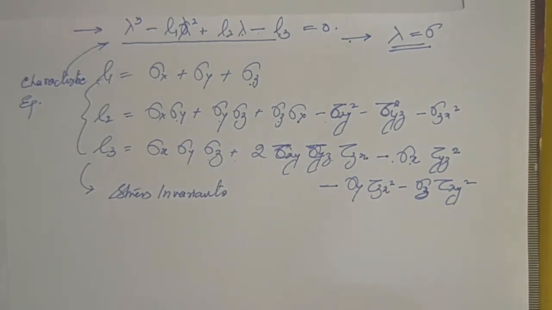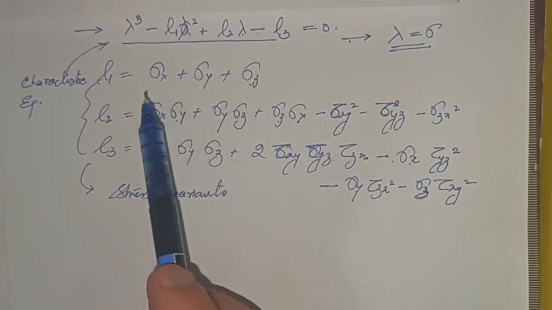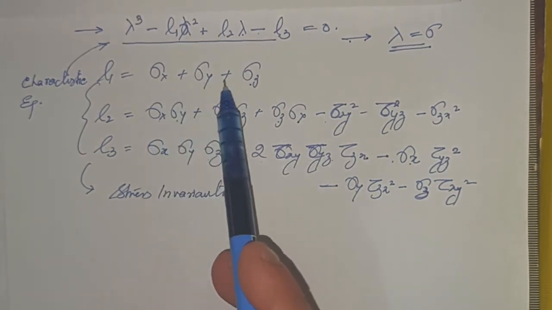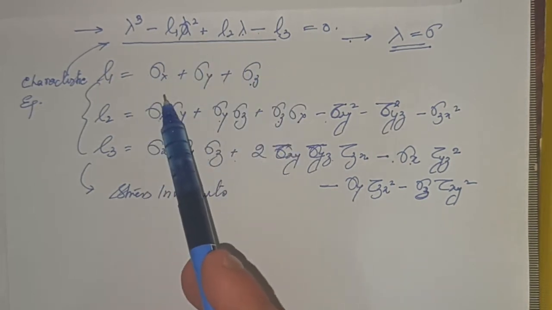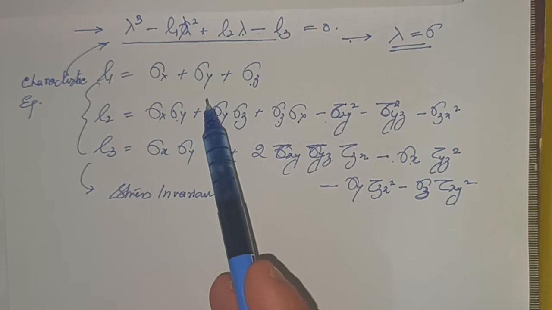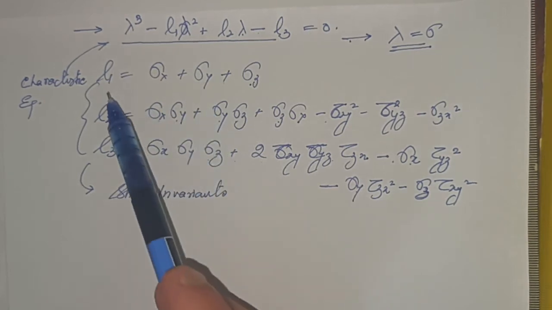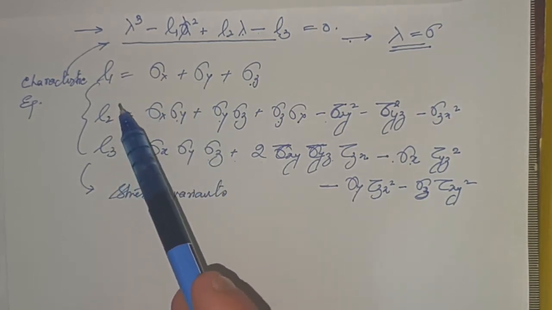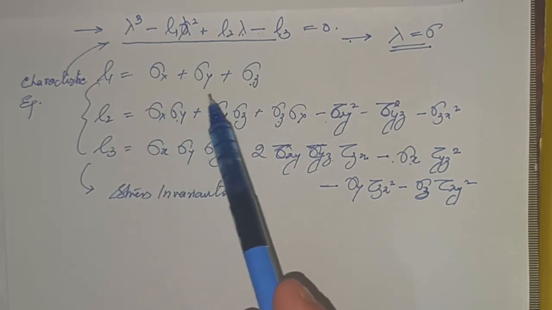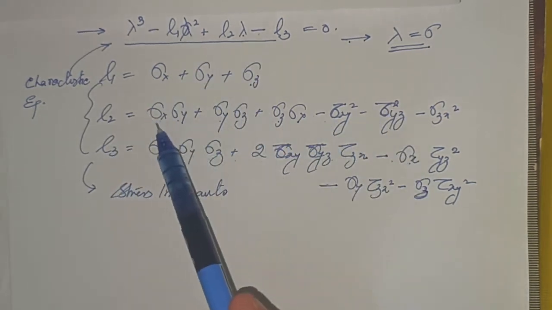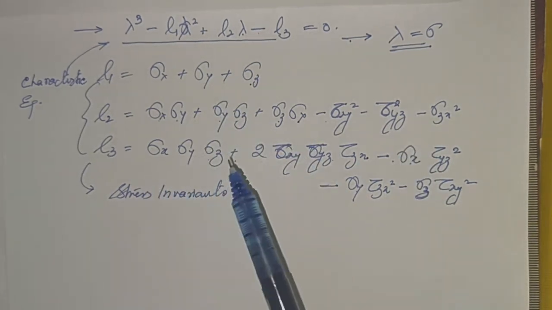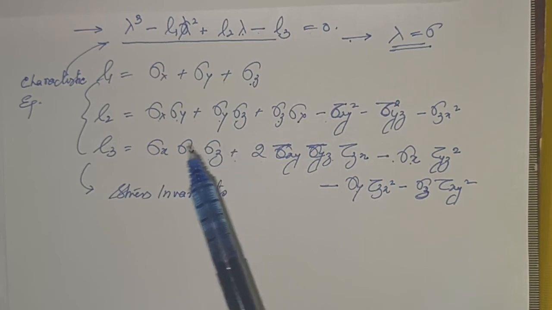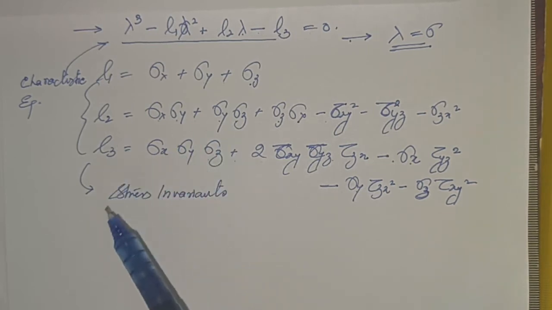These are known as stress invariants. As I said, stress invariants are a combination of particular stresses of the stress tensor. So stress invariants are L1, L2, L3. These L1, L2, L3 are the combination of particular components of the stress tensor, and these components are independent of the orientation of the element that we have taken.